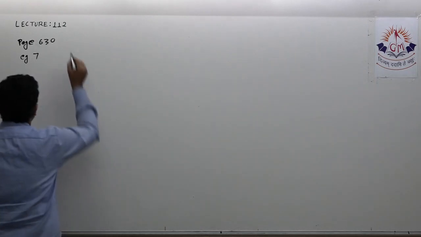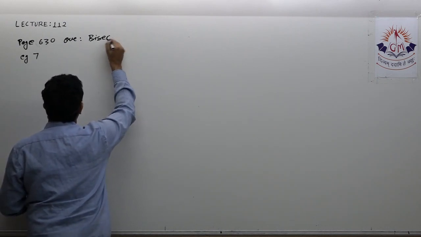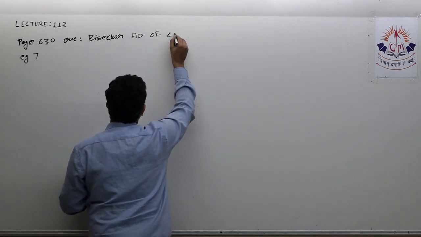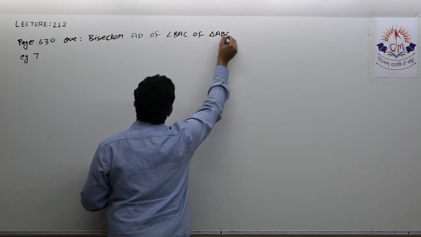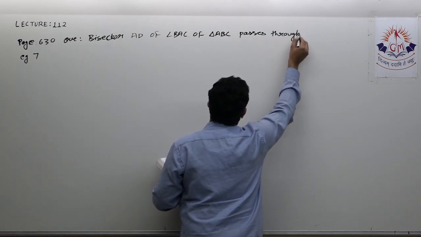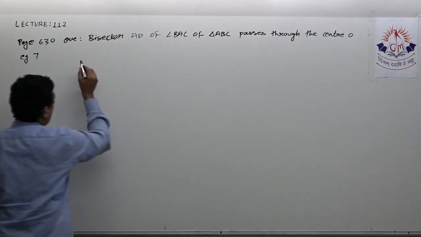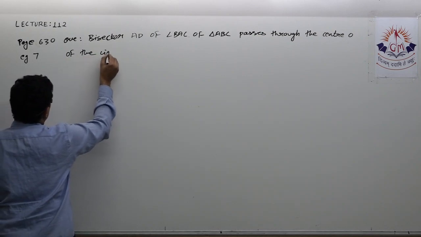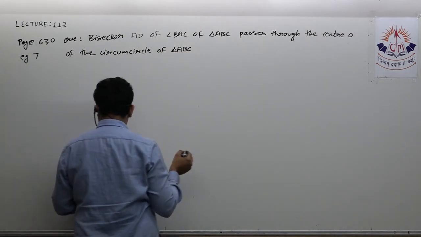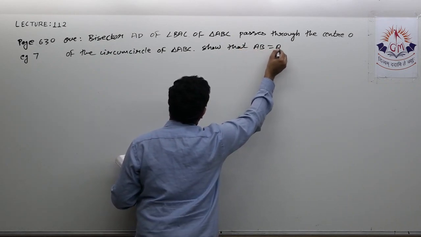Bisector AD of angle BAC of triangle ABC passes through the center O of the circumcircle of triangle ABC, as shown in the figure. Show that AB is equal to AC.